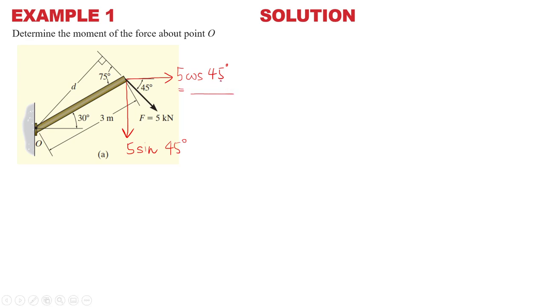Get your calculator now. 3.54 kilonewton? Okay, kilonewton. This one is the same, right? 3.54 kilonewton. Resolve like this. And then get the 90 degrees distance. So this distance. And then this distance, let's call it D1. So we get it like this.